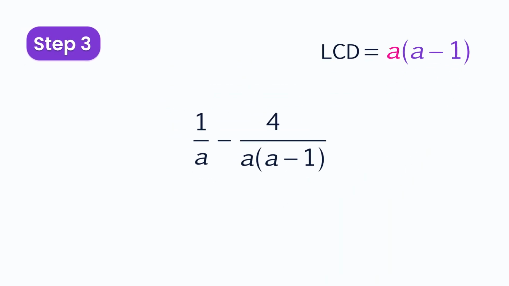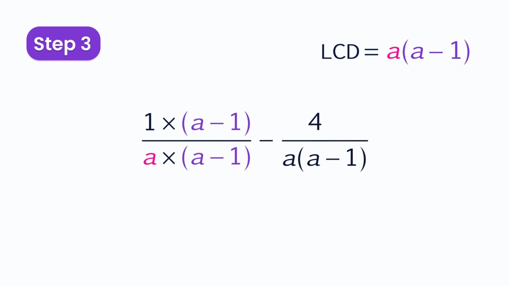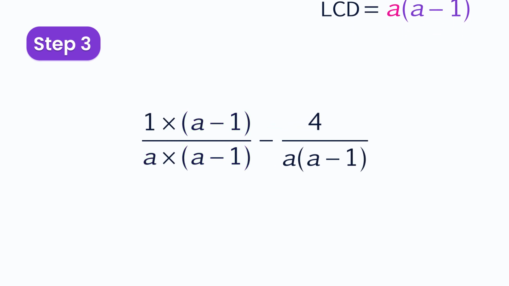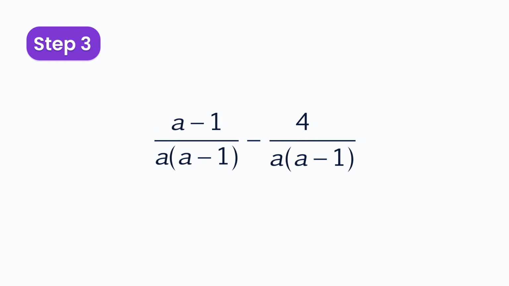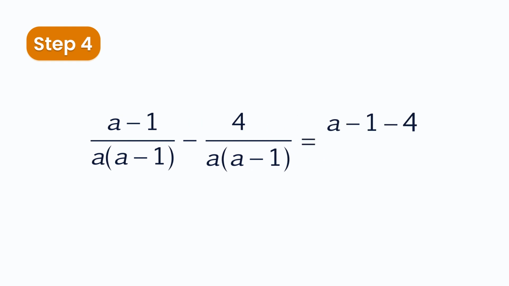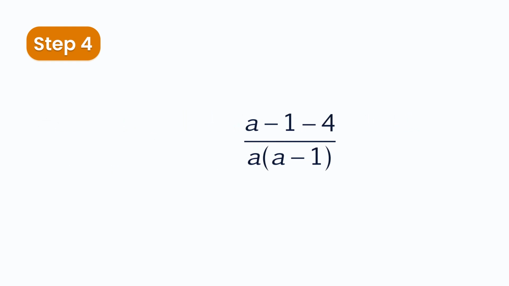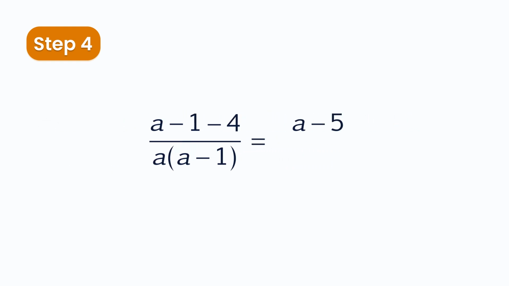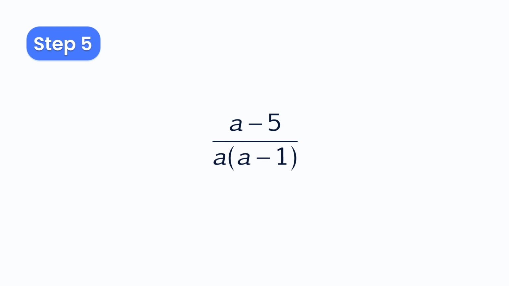The first fraction must be expanded by a minus 1 to get the LCD. This gives you a minus 1 over a times the quantity a minus 1. The fractions now have a common denominator, so you perform the subtraction. A minus 1 minus 4 over a times the quantity a minus 1. This gives you a minus 5 over a times the quantity a minus 1. Your answer can't be simplified, so you're all done.